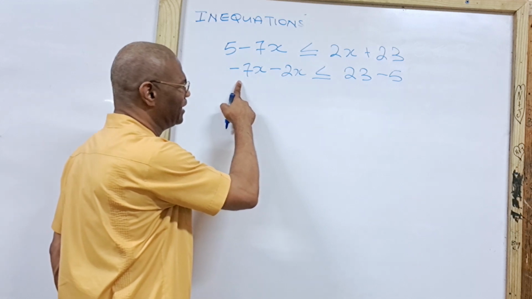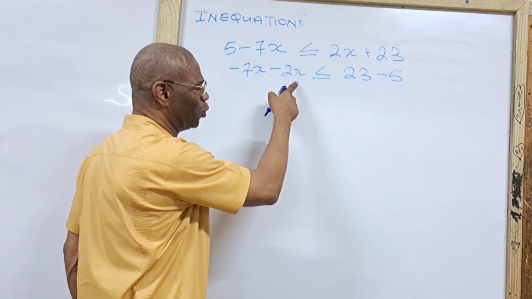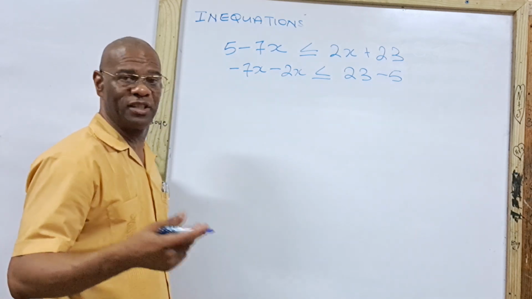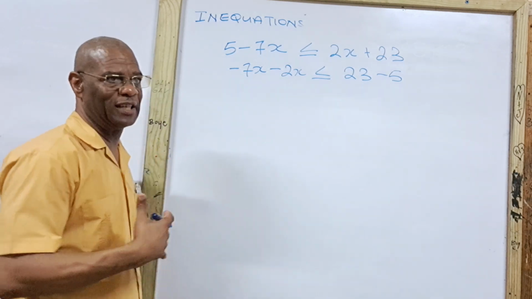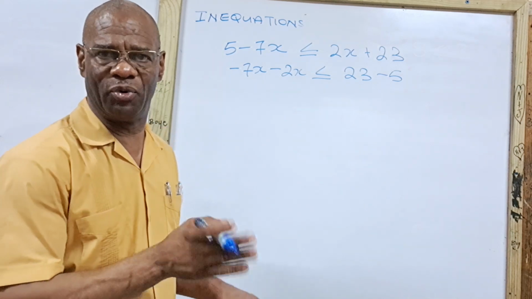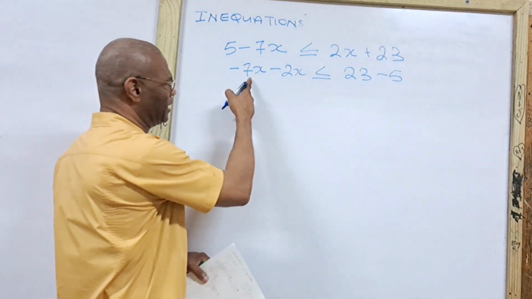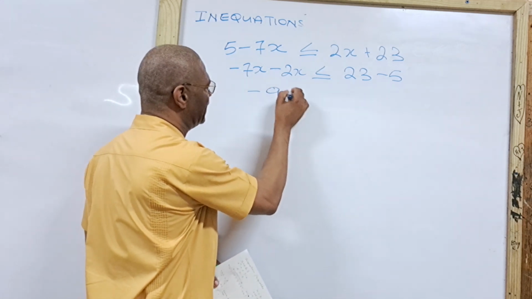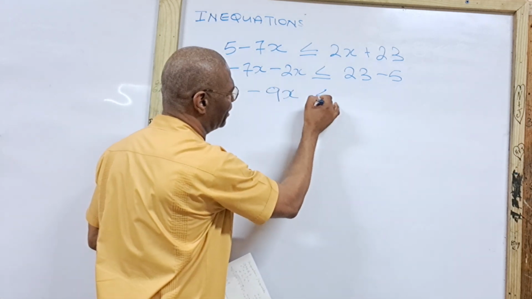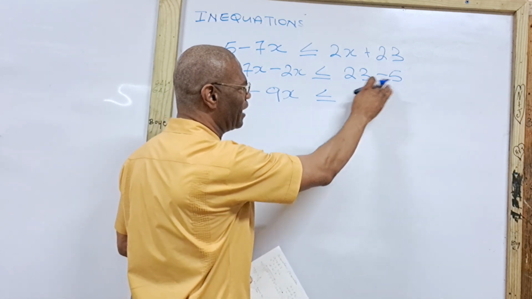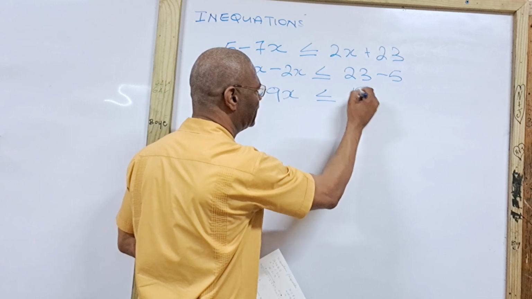So we now have what? Negative 7x minus 2x. Right? That's like saying negative 7x plus negative 2x. When we are adding two numbers whose signs are the same, we add them and keep the sign that they both have. So negative 7x plus negative 2x gives us negative 9x, is less than or equal to 23 minus 5, which is 18.